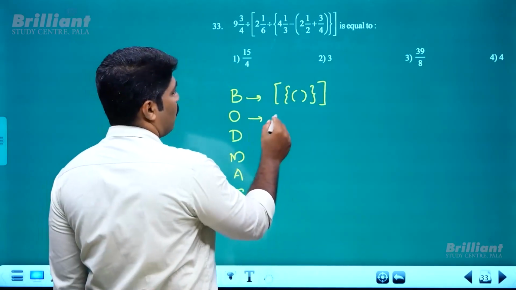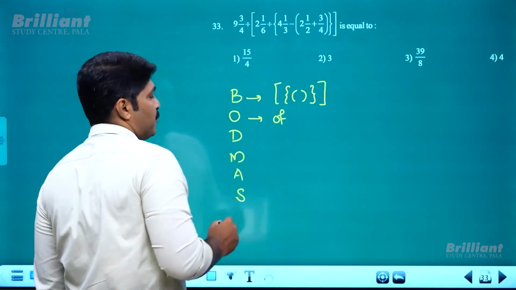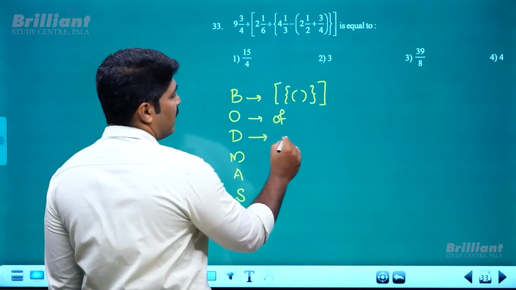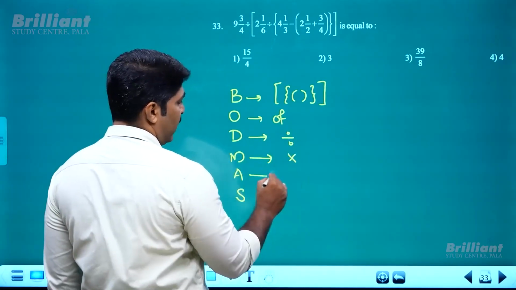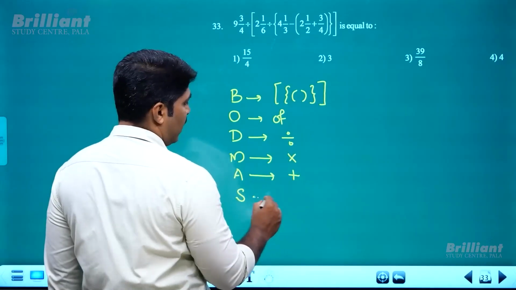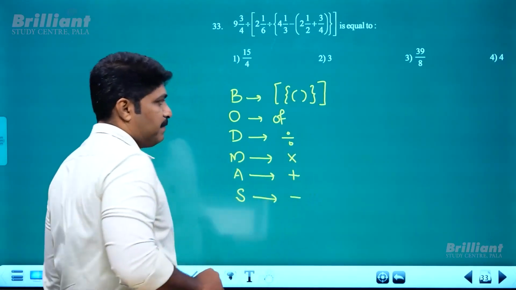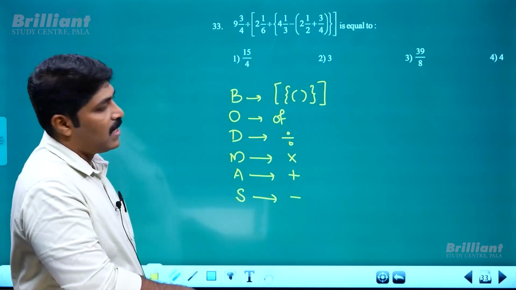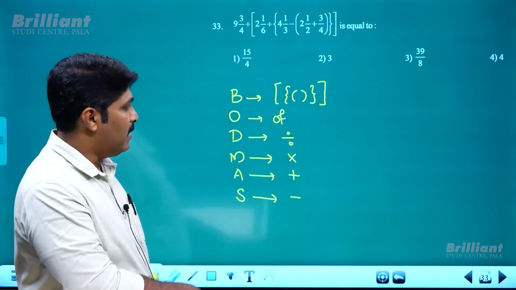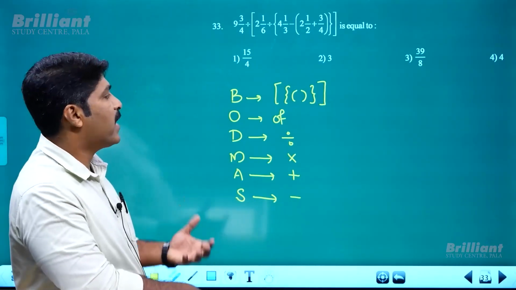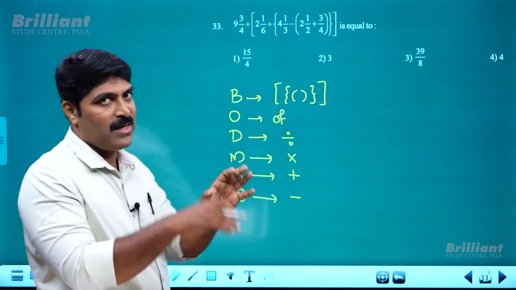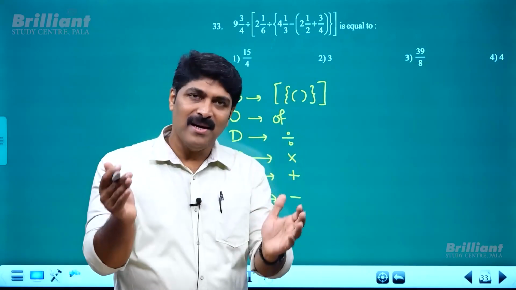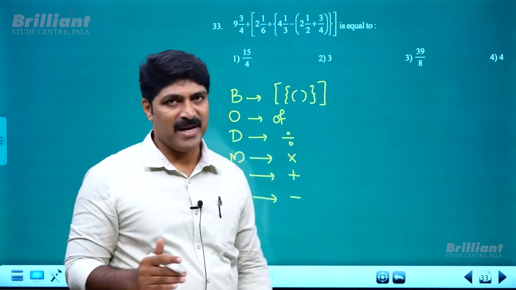O stands for of. In our question, it's not used. D stands for division. M stands for multiplication. A stands for addition, and S stands for subtraction. So this is the hierarchy of the order of mathematical operations. That means, first of all, we have to consider the brackets, and that should be in the given order. First, you have to consider the open bracket, then the curly bracket, finally the closed bracket.